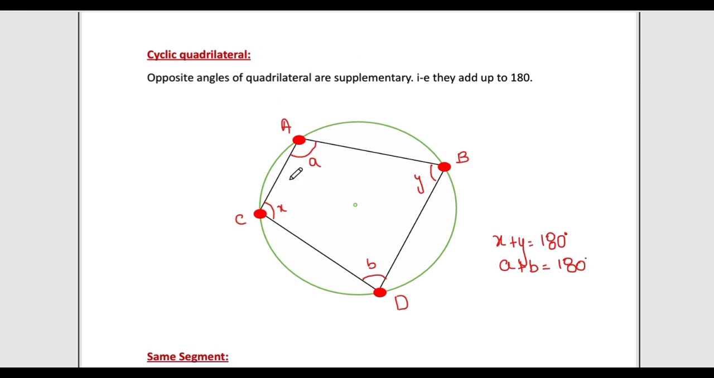Okay, so this one is about cyclic quadrilaterals. A cyclic quadrilateral is a quadrilateral all the vertices of which lie on the circumference of the circle. Whenever you have a cyclic quadrilateral, you will see that opposite angles add up to 180. That means if you add A to B, this will add up to 180, and if you add X to Y, this will also add up to 180. So adding A to B, X to Y, both give you 180. They are supplementary. Opposite angles are supplementary.